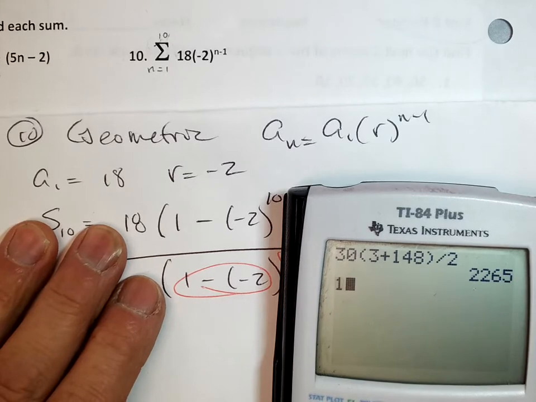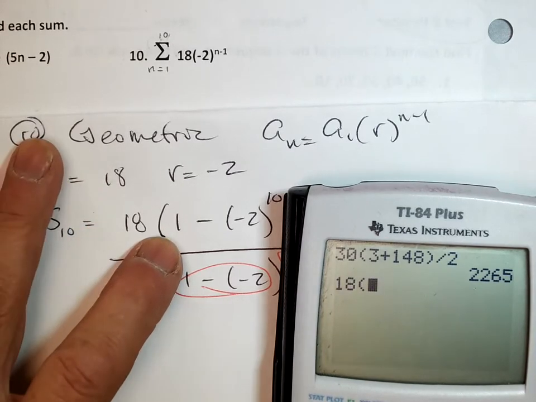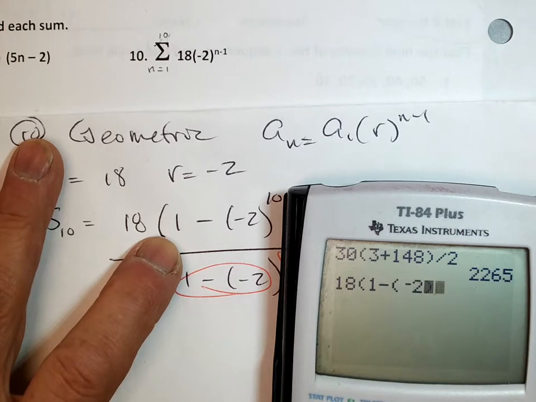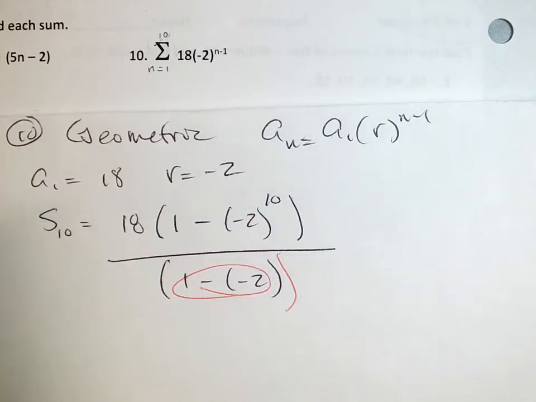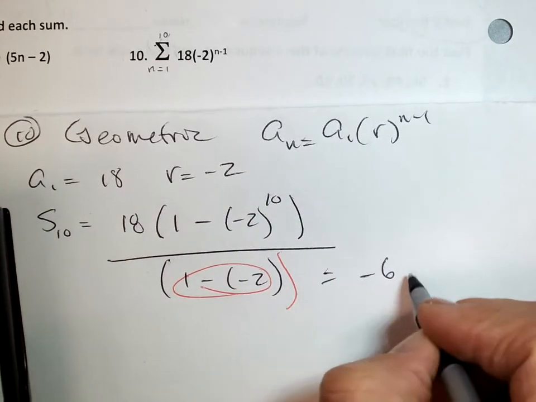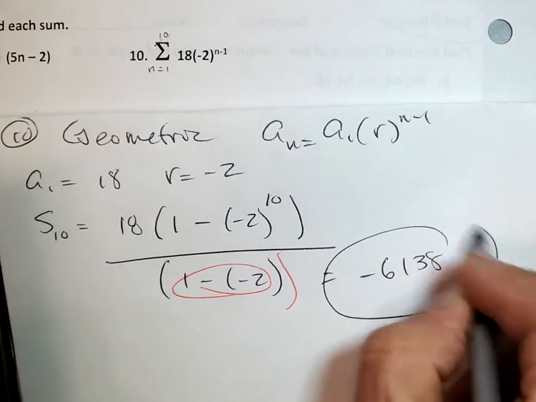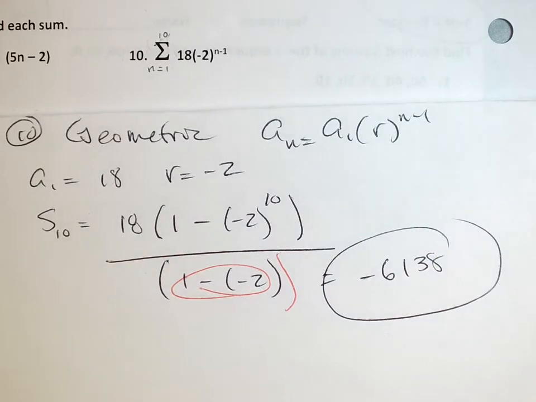I'm going to go 18 parentheses 1 subtract parentheses, I need a -2 to the power of 10, parentheses, divided by 3. Okay? I get an answer of negative 6,138. Just have to be careful with your parentheses, all right?